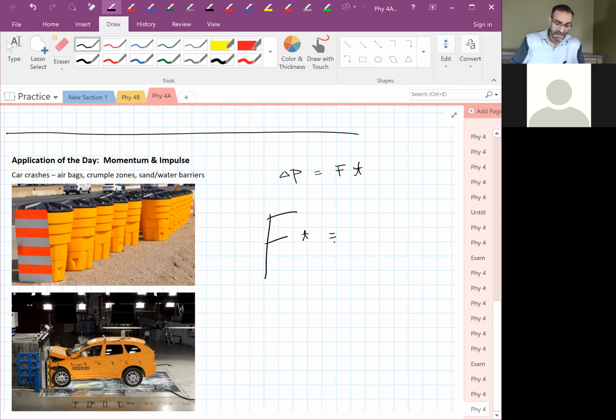So the time is big now, which means the average force acting on you can be small, right? 2 ways to achieve the same change in momentum.